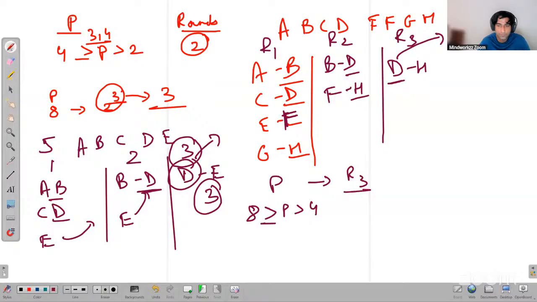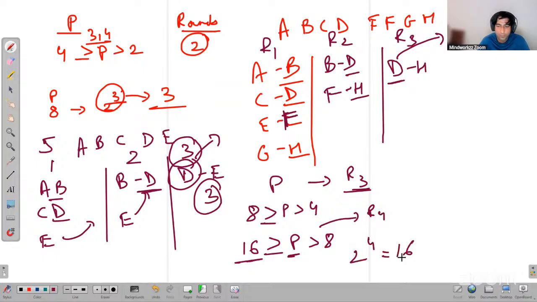Same logic applies further also. If the number of players is greater than 8 until 16, your number of rounds will always be 4, because 2 raised to 4 is equal to 16. So these are some concepts of knockout tournaments.